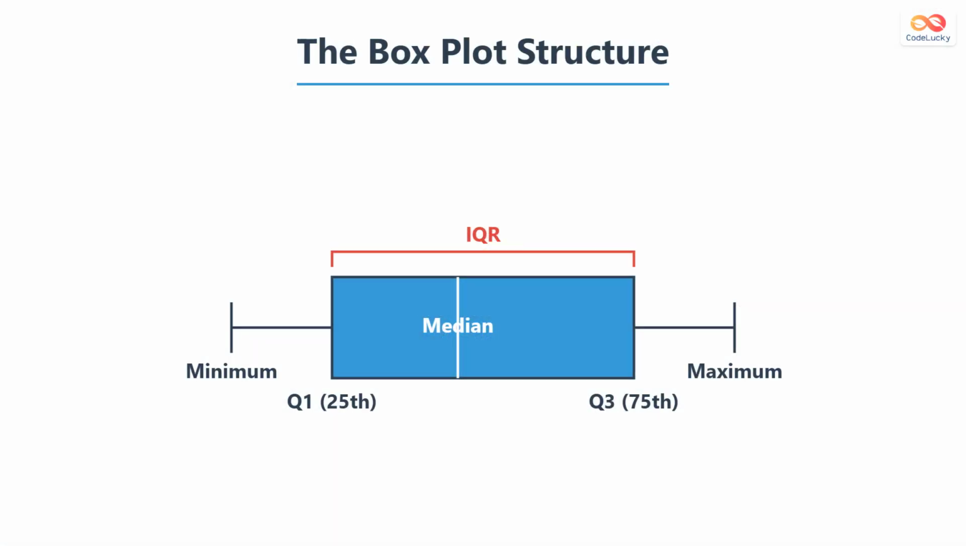A box plot is the best way to visualize this. The central box spans from Q1 to Q3 with a line inside for the median. The length of this box is the IQR. The lines extending out, often called whiskers, show the range of the rest of the data. Outliers will be the points that fall beyond these whiskers.